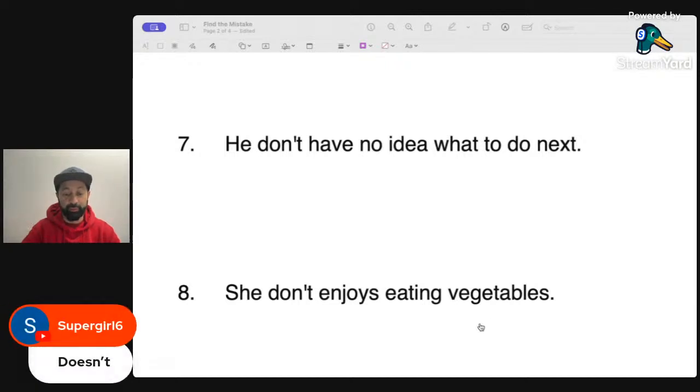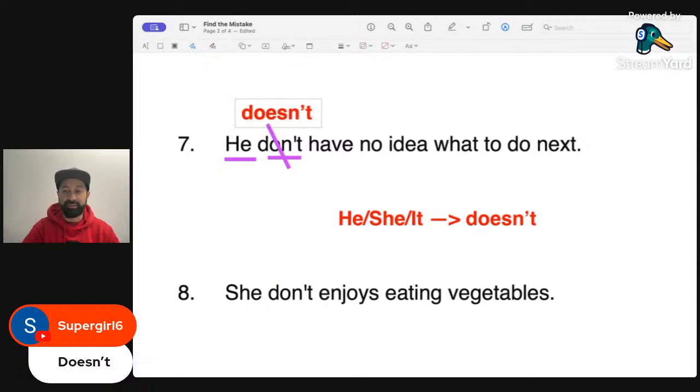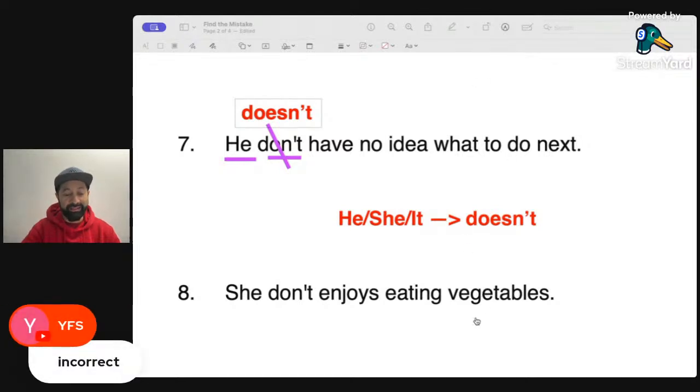All right, so Supergirl, you've put the word doesn't in there. Yeah, so that's the first thing right here. We noticed that don't doesn't match the subject. So as we had earlier in an earlier sentence, whenever you've got he, she, and it, we're always going to be using doesn't. So yes, YFS, perfect. Incorrect. You are right.